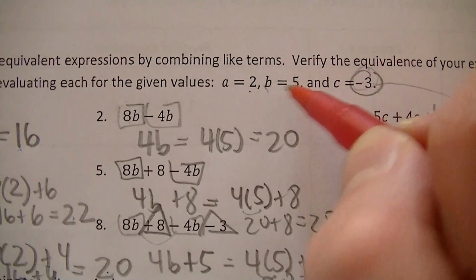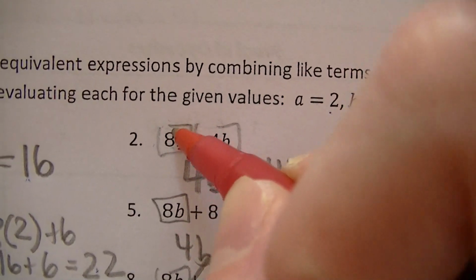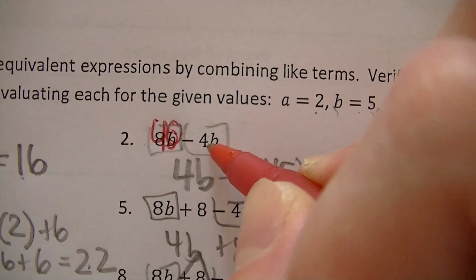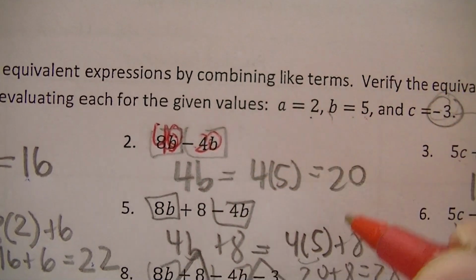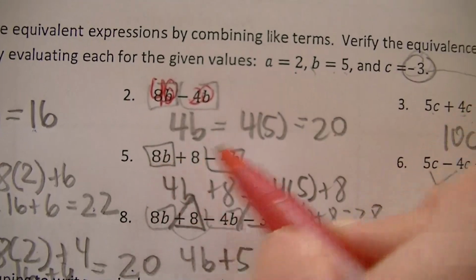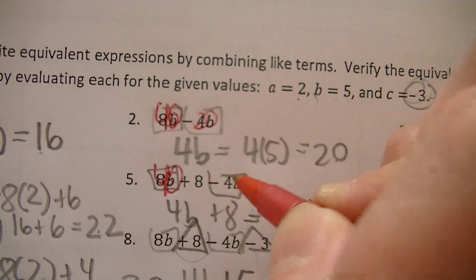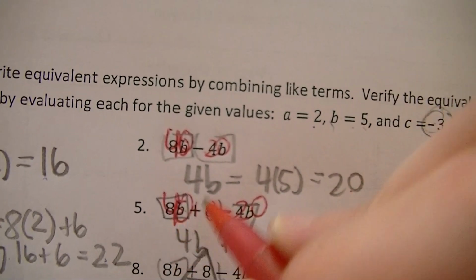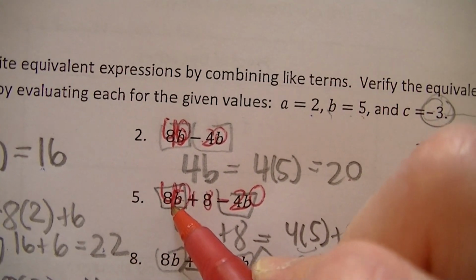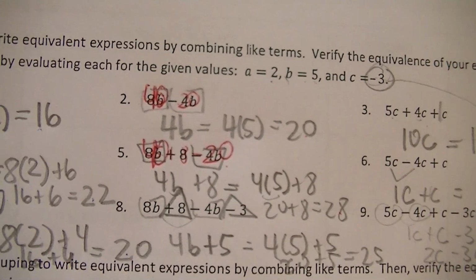For this one, for the b's, we had to substitute in a 5. So if I put in a 5 right there, it's not 85, it's 8 times 5. So that 8 times 5 is 40. Minus 4 times 5 is 20. So 40 minus 20 is 20. Yep, we got that. We're plugging in a 5, substituting a 5. So that's 8 times 5 is 40. Plus 8 minus 4 times 5 is 20. So 40 plus 8 is 48. Subtract 20 is 28, which is what we got right there.